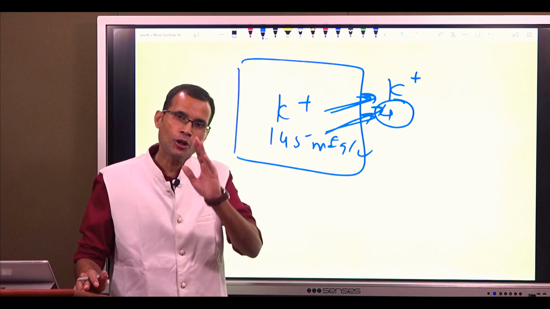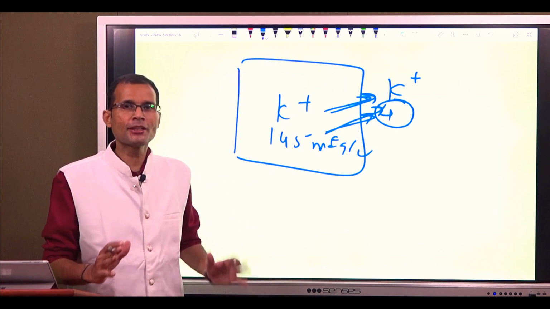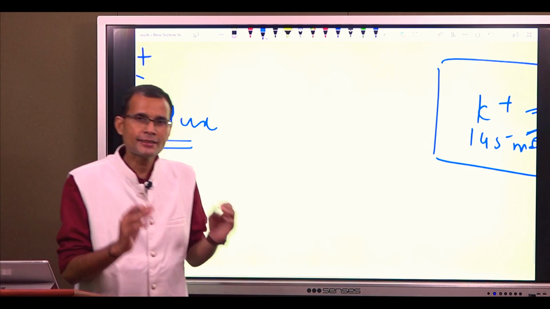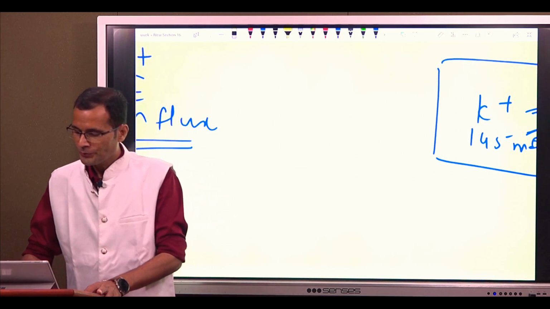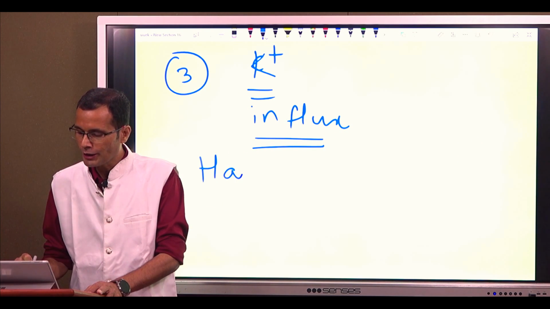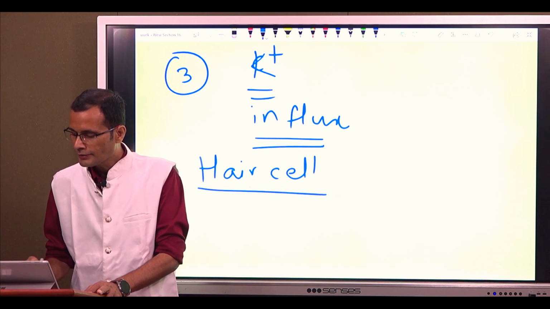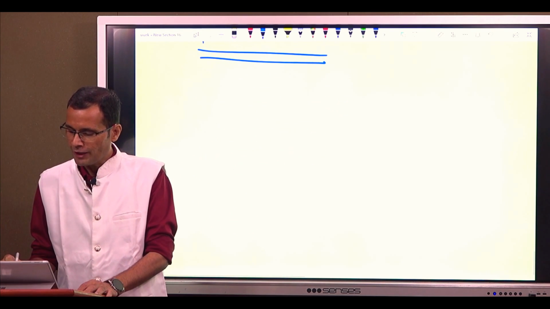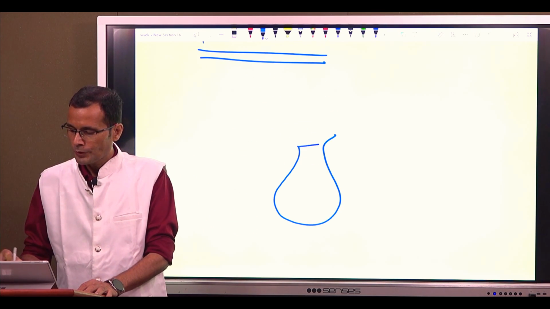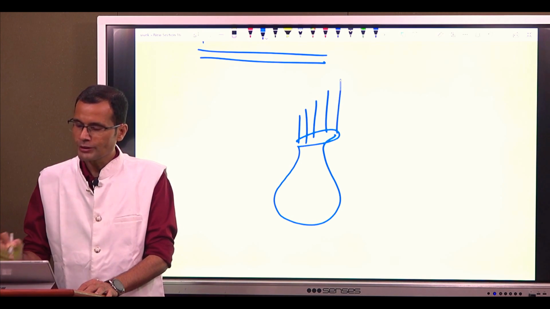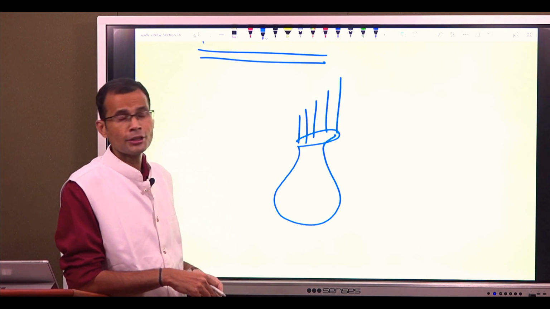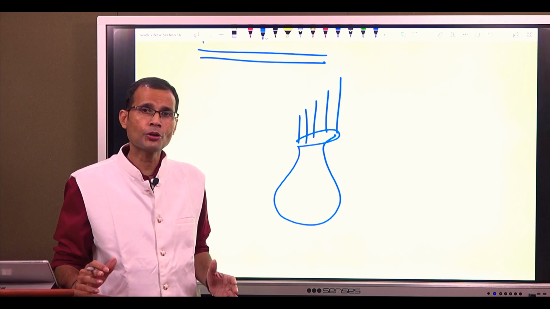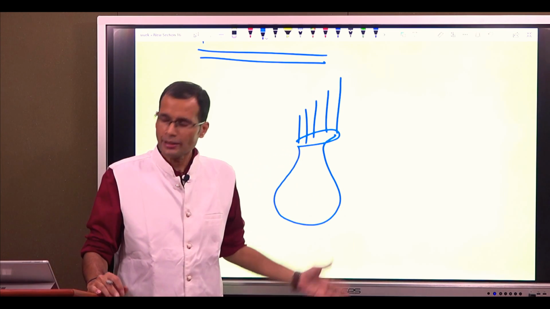Now, this is all correct, but there is an exception in the body, and that exception is the hair cell in the cochlea, and in the vestibular apparatus. It's a flask-shaped cell. It's involved in the process of hearing. It's involved in the process of equilibrium of the body.